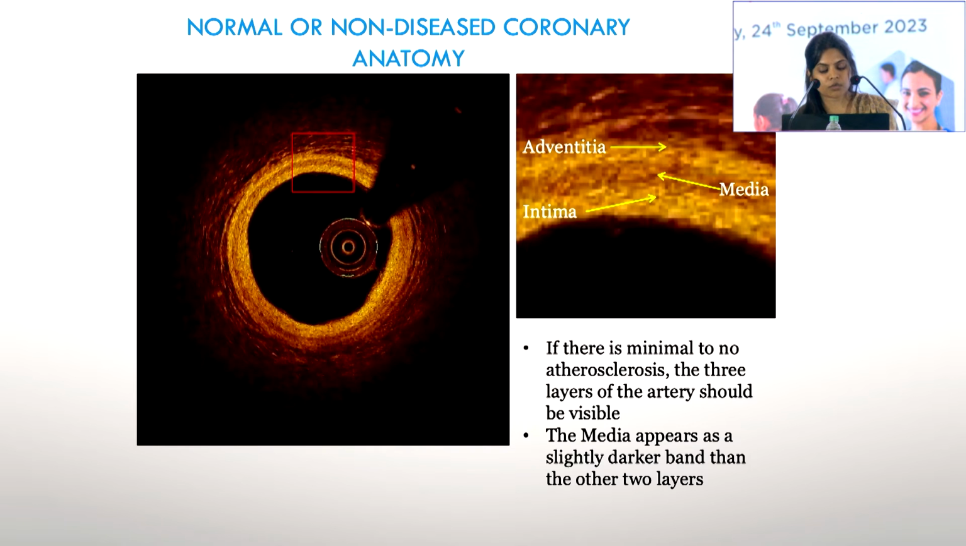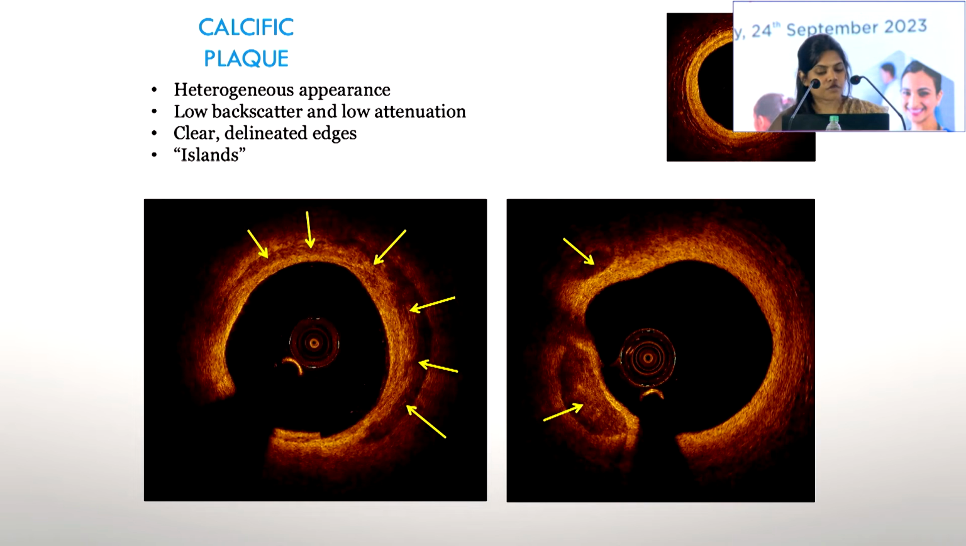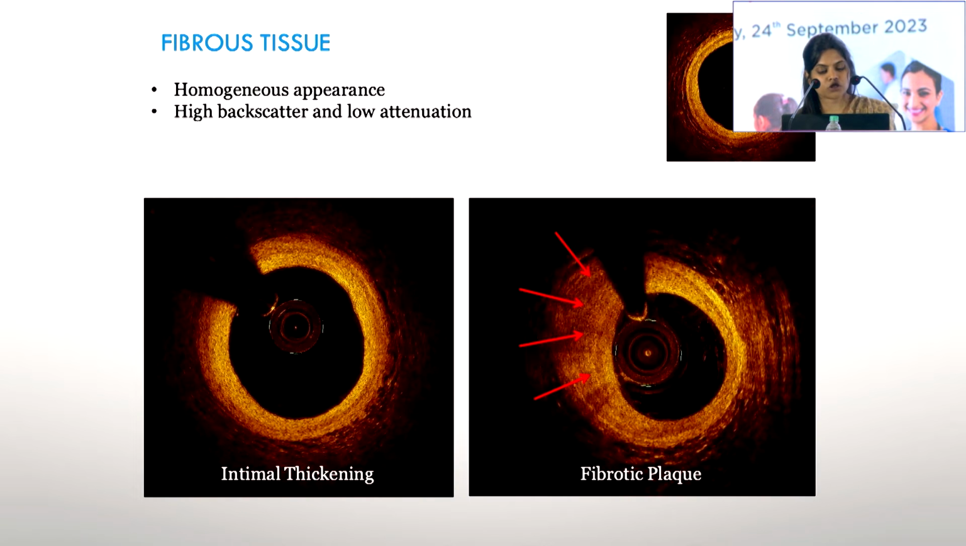So this is a normal tissue, that is, we have the intimal layer, and then a little lucent layer is the media, and the outside layer is the adventitia. This is the normal coronary anatomy. And we have a calcific plaque where the margins are very clearly delineated. It has a heterogeneous appearance and low backscatter. Coming to fibrous tissue, it has a homogeneous appearance with high backscatter and low attenuation.